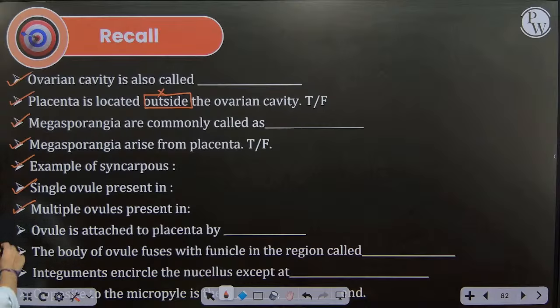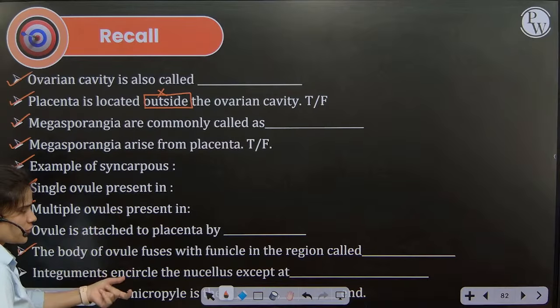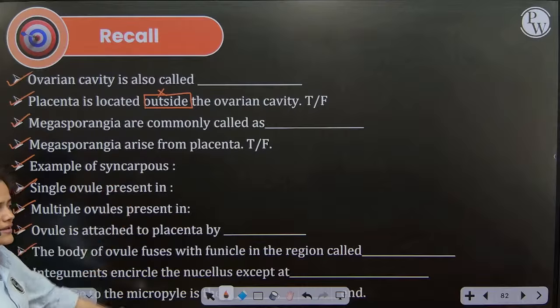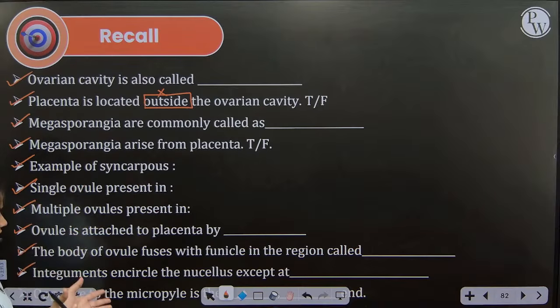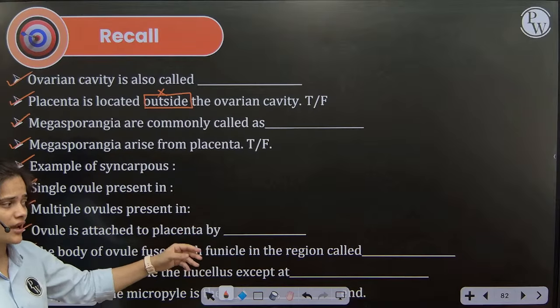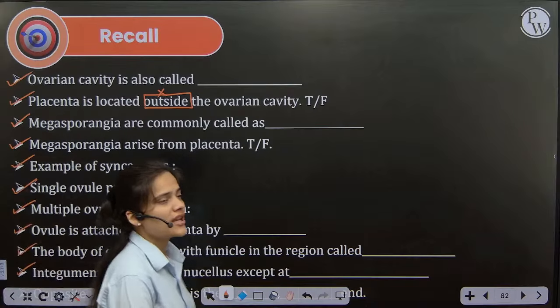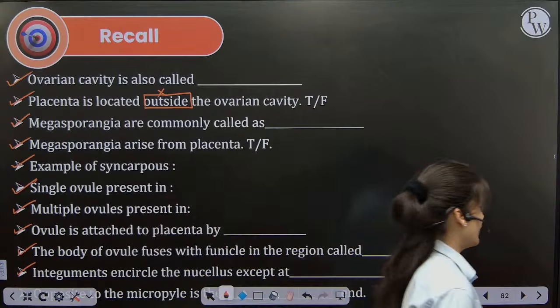Then last, ovule is attached to placenta with the help of a stalk. That stalk is known as funicle. The body of the ovule fuses with funicle in a region that is known as hilum. Integuments encircle the nucellus except at a region that is known as micropyle. Next, opposite to the micropyle, which end is there? Chalazal end.